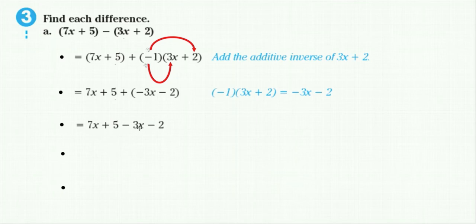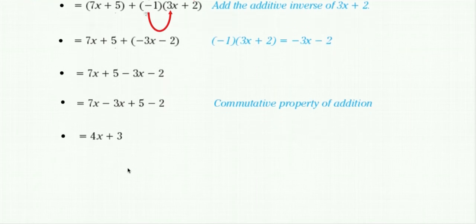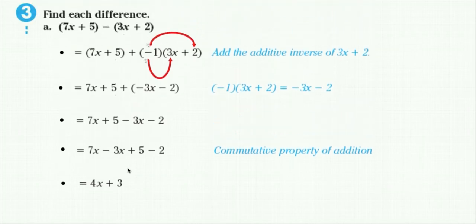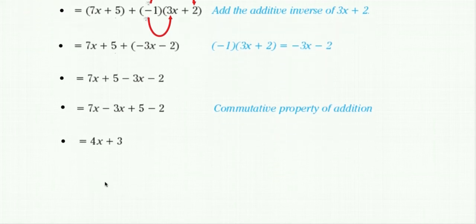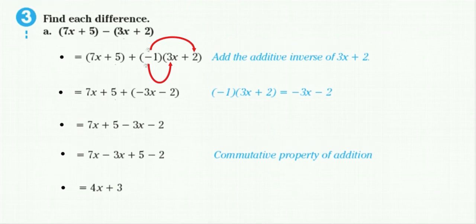Using the commutative property of addition, we now have 7x minus 3x plus 5 minus 2. And finally, using the distributive property when adding like terms, you now have 7x minus 3x will give you 4x, 5 minus 2 will give you 3. And that is the simplest form of 7x plus 5 minus 3x plus 2. It's the difference of the two polynomials. Again, this is in simplest form because there are no like terms, and if you don't have any like terms, you cannot add 4x plus 3.